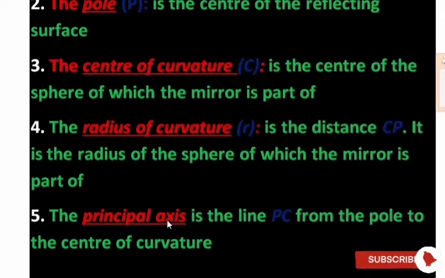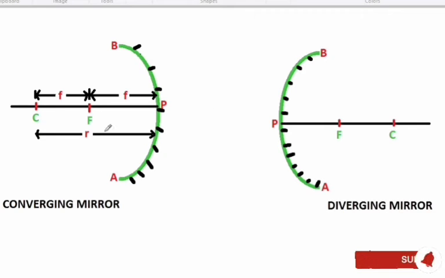Then again, we can look at the principal axis. The principal axis is the line PC. This line that starts from C to P represents the principal axis, while the length of the line is the radius of curvature. The radius of curvature is measured from the center of curvature of the mirror to the pole of the mirror. So the distance from C to P gives the radius of curvature, while the line that joins C to P refers to the principal axis.